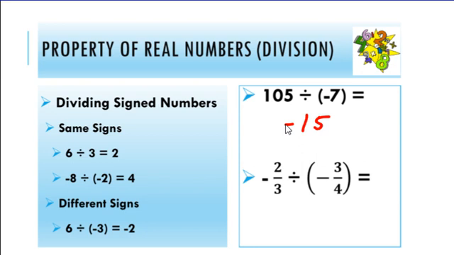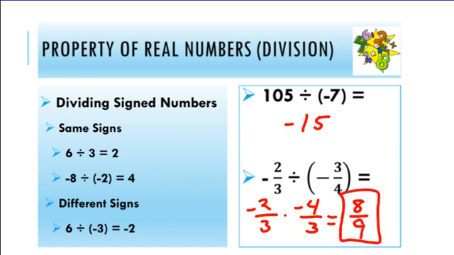A -2/3 divided by a -3/4. When you divide fractions, you're really multiplying by the reciprocal. So the reciprocal of a -3/4 is a -4/3. Now I can multiply straight across. -2 times -4 is +8. 3 times 3 is a +9. So I have an answer of 8/9.